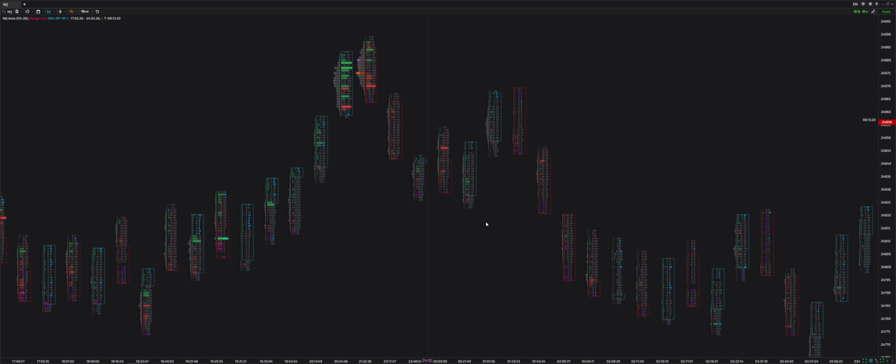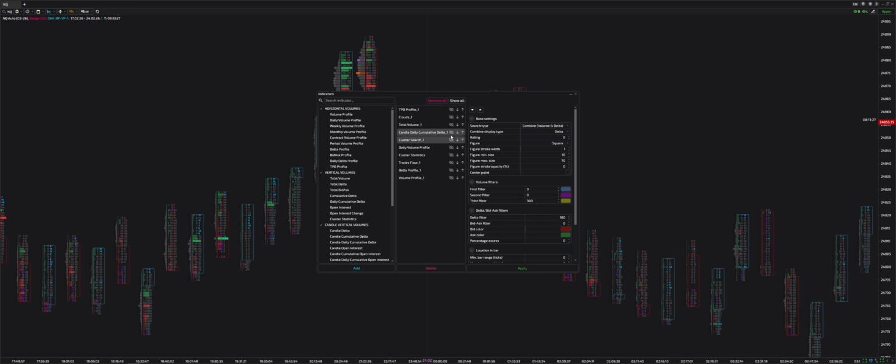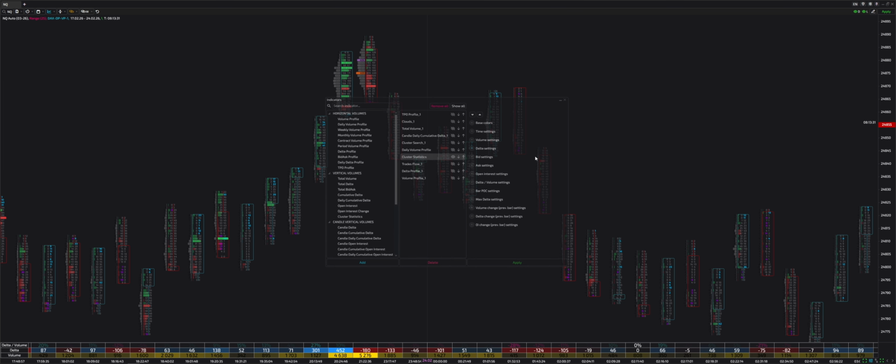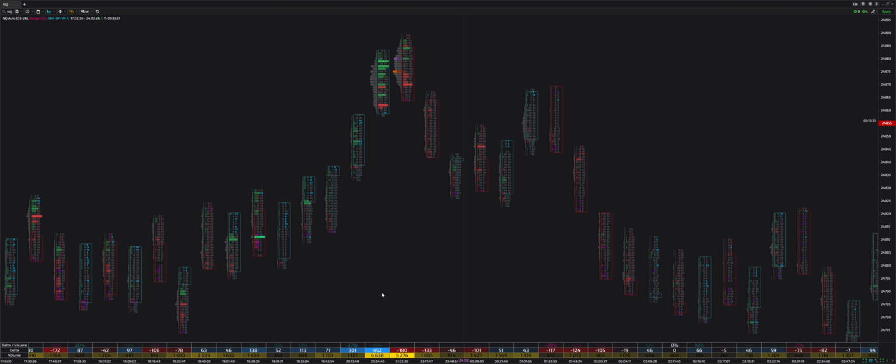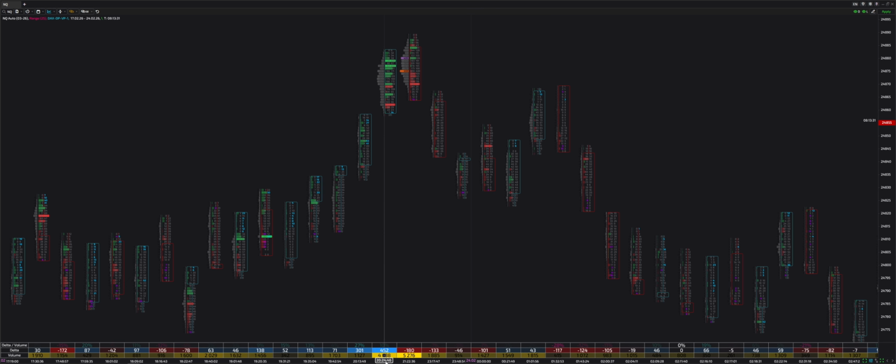Alongside other analytical tools, another popular instrument is cluster statistic. This indicator essentially displays volume and delta in a table format. One particularly useful feature is the delta to volume ratio, which shows what percentage of the total volume was dominated by buyers or sellers on each bar. For example, in one case, buyers dominated 10% of the total volume, in another, 27%.